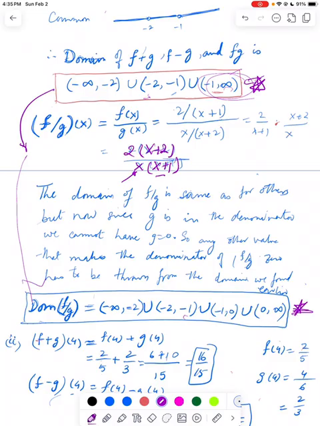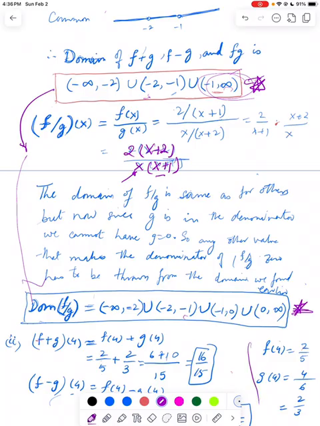Next thing is asking you to evaluate these functions. So if you have to find f plus g of 4, one way is to find the f plus g function and then plug in 4. But you don't have to do it that way. You can just apply the definition that f plus g of 4 is equal to f of 4 plus g of 4. What is f of 4? I have done it on the side here.